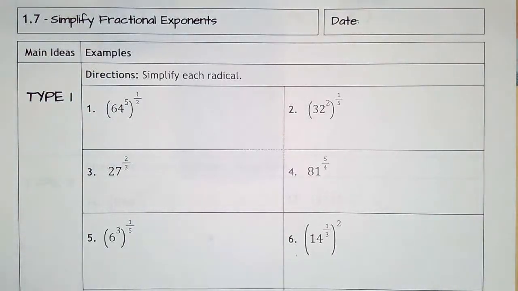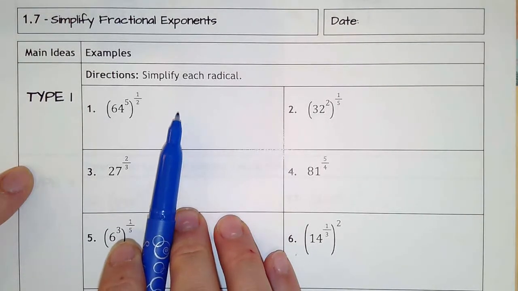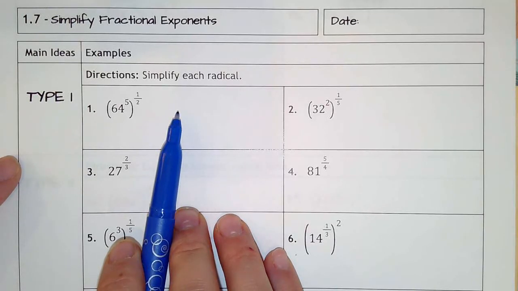All right, last lesson in Unit 1. 1.7 is simplifying fractional exponents. Okay, so I try to sort it into the different types. Starts out kind of easier and gets harder with some variables, but they're not too bad. But they are wanting us to simplify into a radical.